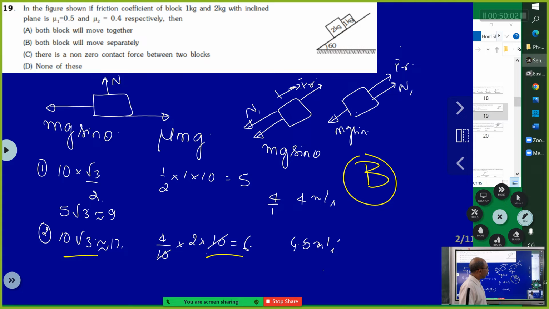Which is this problem? 19th. Yes, B is the option. Right. So we'll move on to the 20th problem.